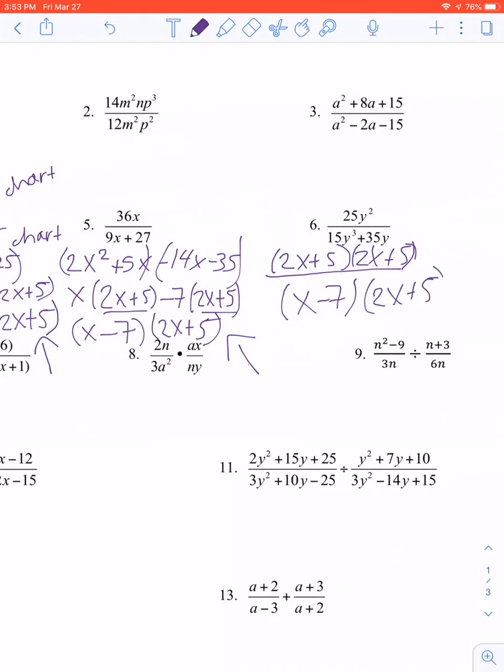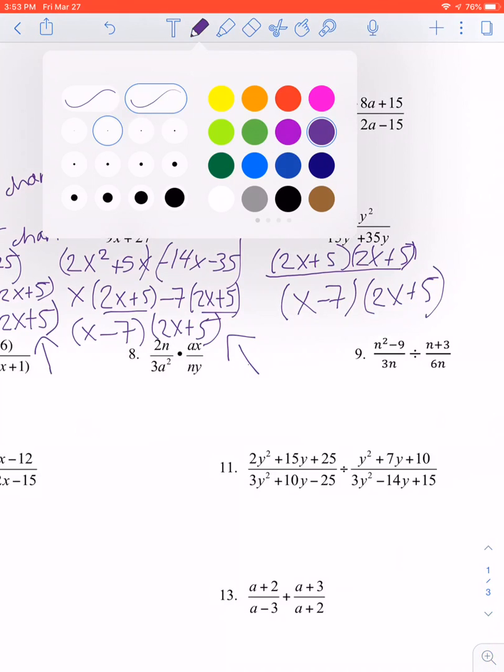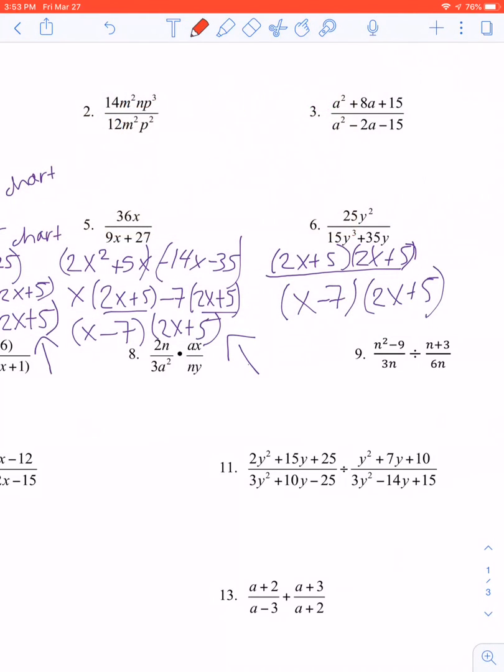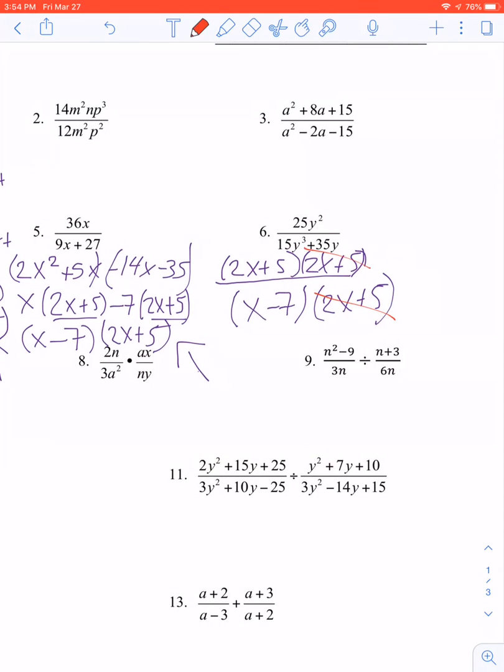This is really exciting because you can see already that there's something on both the top and the bottom. What is it? Correct, 2x plus 5. So we can cancel out 2x plus 5 on both the top and bottom. Our final answer is going to be the other 2x plus 5 over x minus 7. There's nothing else we can cancel out. A reminder, you can't cancel out the x on the top with the x on the bottom, because the x on the top is attached to the 2 and the plus 5, and the x on the bottom is attached to the minus 7. So we are done, and that is our final answer for number 4.